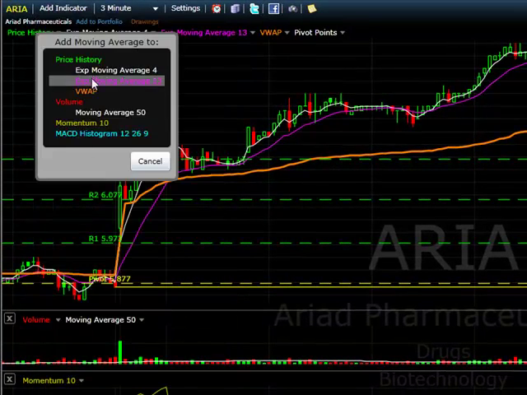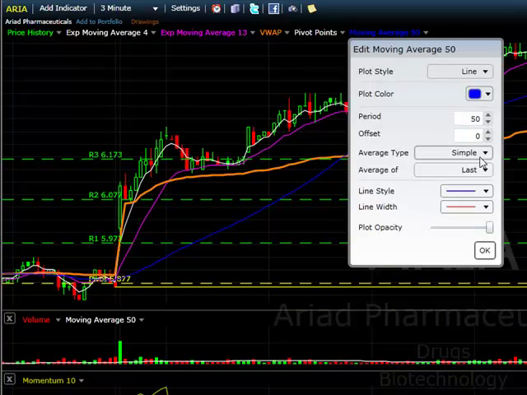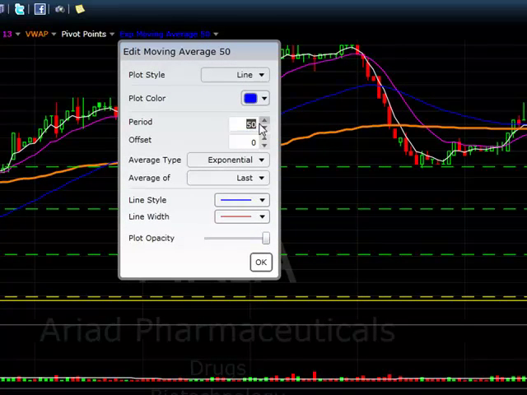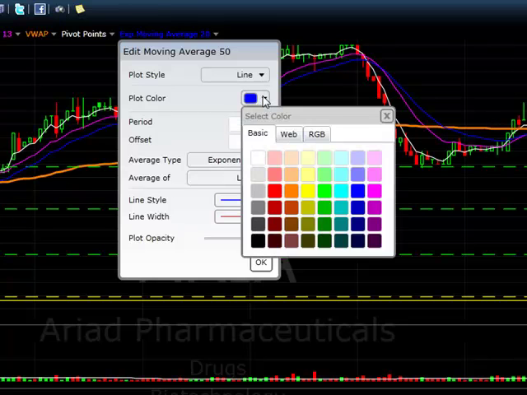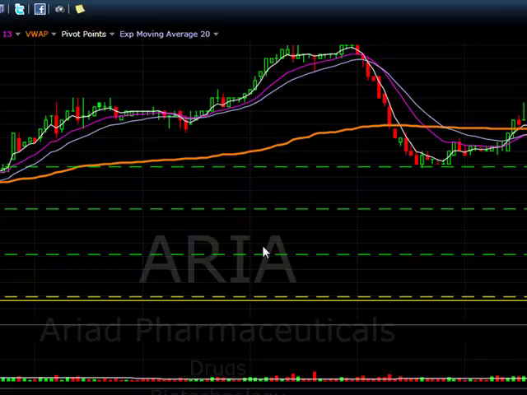Moving average, price history, edit, simple, move it to exponential, and 20 or 21. Some people do 20, some people do 21. Okay. And that kind of gives you, the 20 gives you kind of a range.